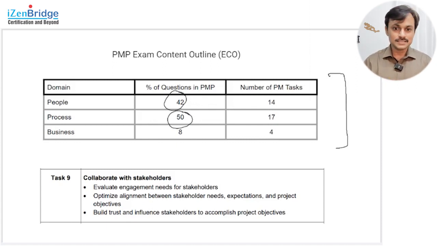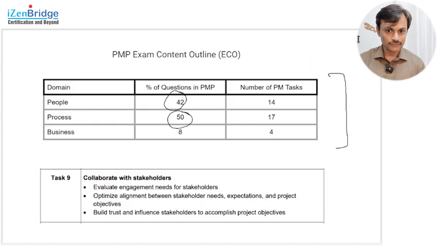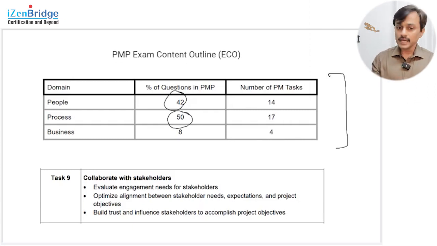So roughly one can say that 4 to 8 questions may come from one task. The further division per task is not published by PMI, but yes, at minimum we can expect 4 questions coming from one task in the PMP exam. So they are important. Collaborate with the stakeholder has sub-elements: evaluate stakeholder needs, focusing on alignment, and building trust and influence with the stakeholder. We'll go one by one through these 3 topics.